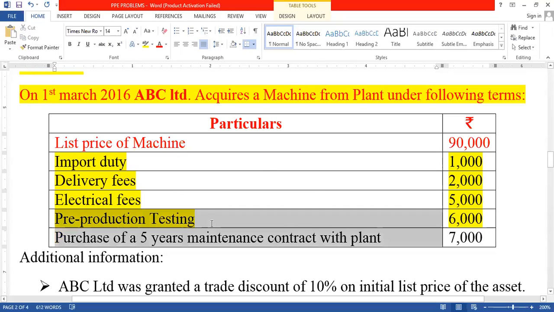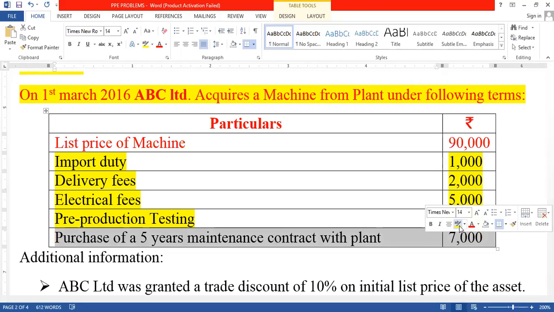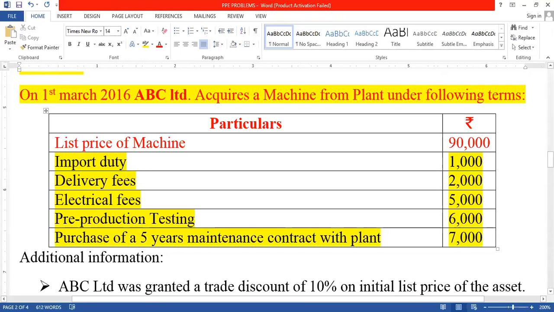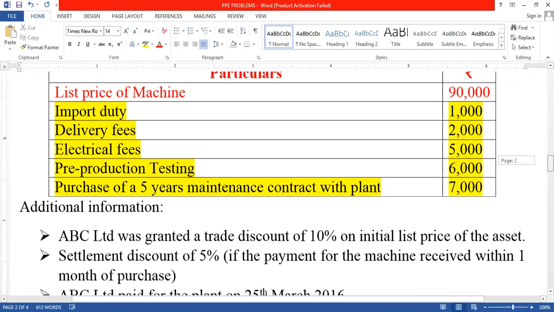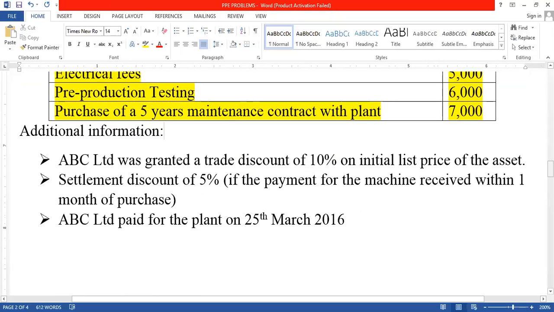After this, the next one is the purchase of a 5 years maintenance contract with the plant. It is not a property, plant, and equipment item. It is a profit and loss account item. The purchase of a 5 years maintenance contract with the plant is a profit and loss account item, so it is not considered as a cost of the asset. It is not considered here. It is considered in the profit and loss account.